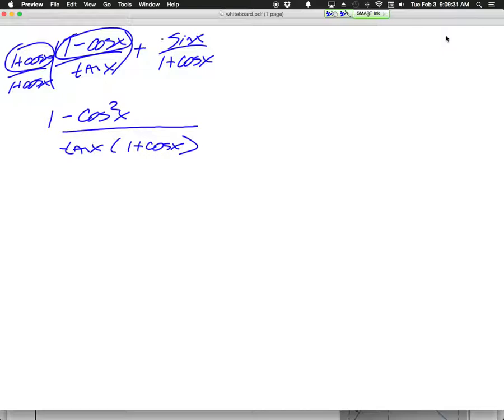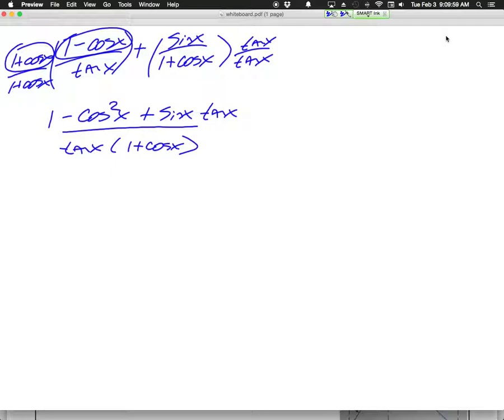What do I need to multiply this other fraction by? Tangent of x. So that gives me plus sine of x times tangent of x. So if you start out as fractions, you get a common denominator, put them together. Now we've got something we're dealing with that's similar to our other three problems. So what do you want to do next?